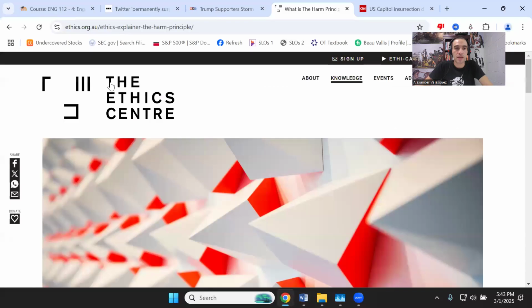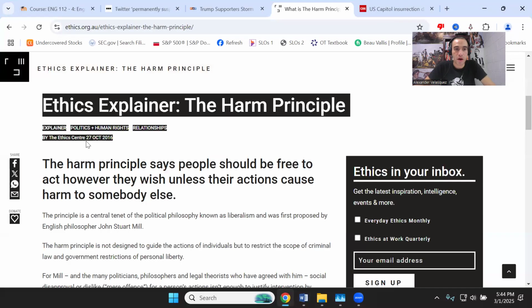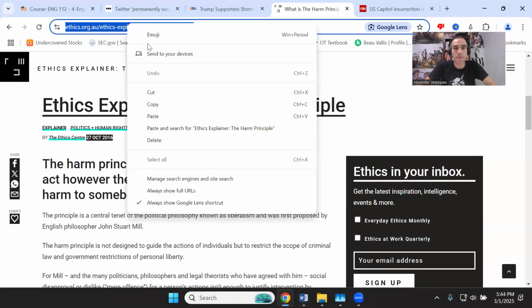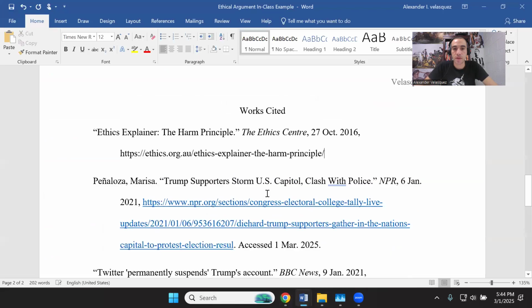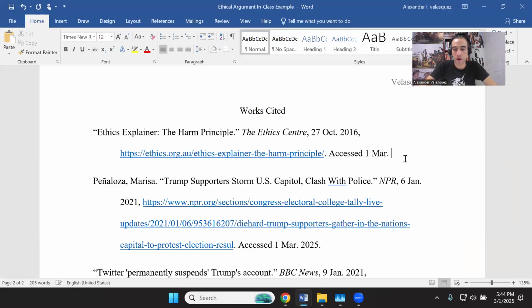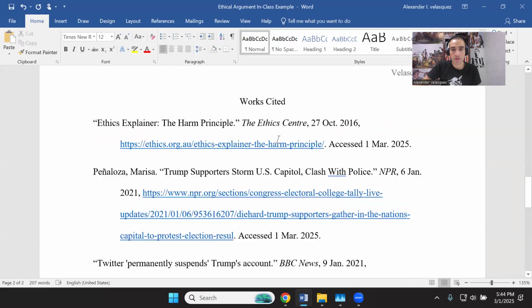Again, the source is the Ethics Center, so let's put it in italics. The Ethics Center, that's center spelled like that. Put a comma. And the date it was written, this was written October 27, 2016. So we're going to put 27 October 2016, comma. We're going to copy and paste the URL, put a period, and then accessed. What day was this accessed? Oh yeah, March 1st, duh. We've already been over this. So 1 March 2025. Okay, and that's it. That's essentially what my works cited should look like so far. It looks good.